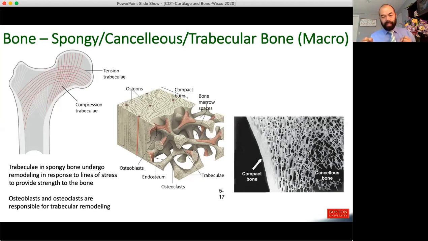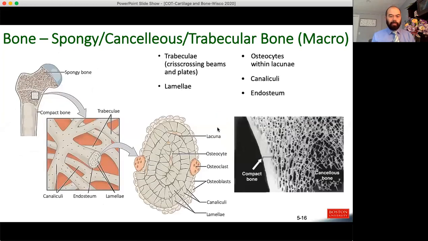Pretty cool. Now, we're going to start talking about cells soon, and it's the osteoblasts and osteoclasts that are working in partnership but against one another to help the bone maintain these structures, both the compact and the spongy parts of the bone.